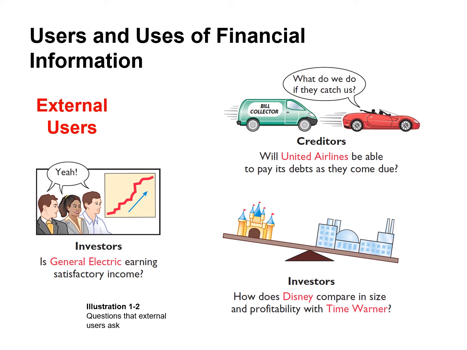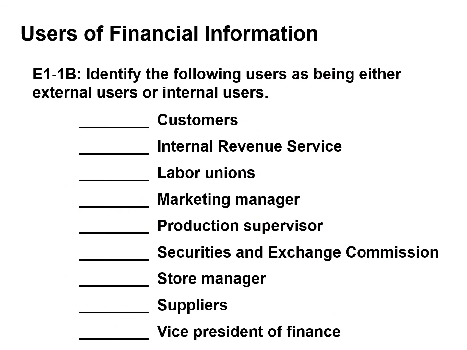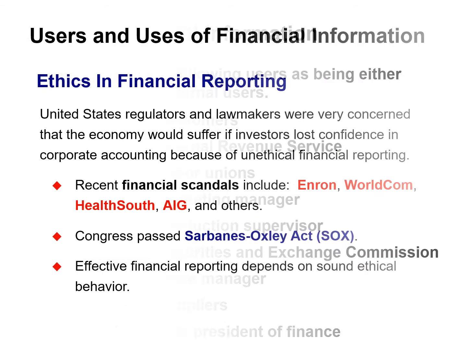The information needs and questions of other external users varies considerably. Examples of other external users are taxing authorities, such as the IRS, customers, labor unions, as well as regulatory agencies such as the SEC. The solutions to this exercise will be provided in the next video.